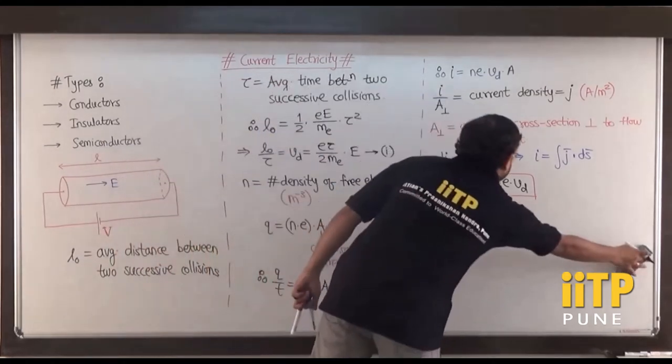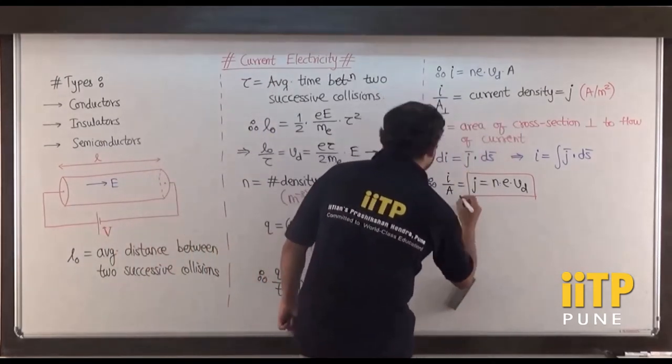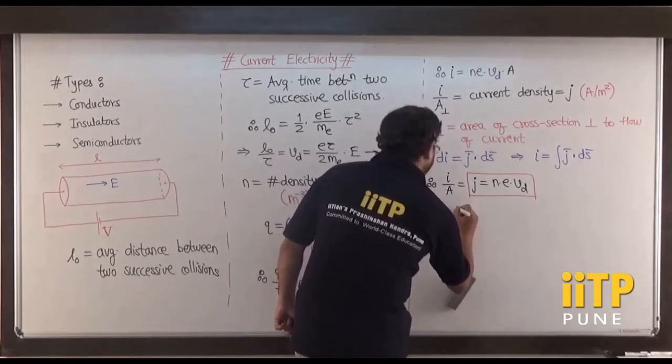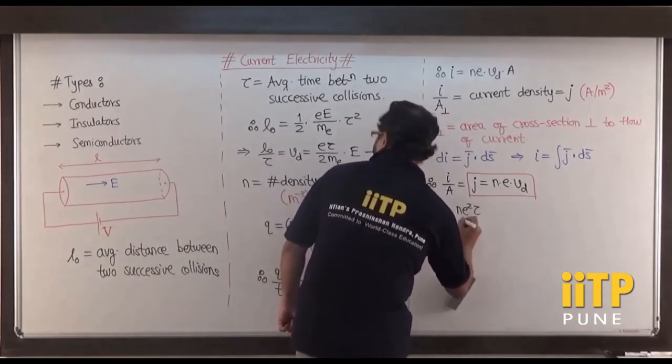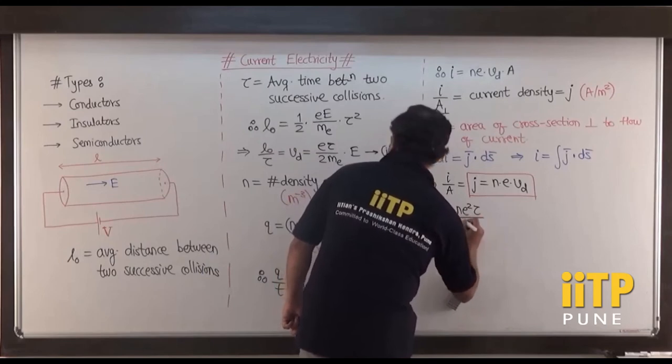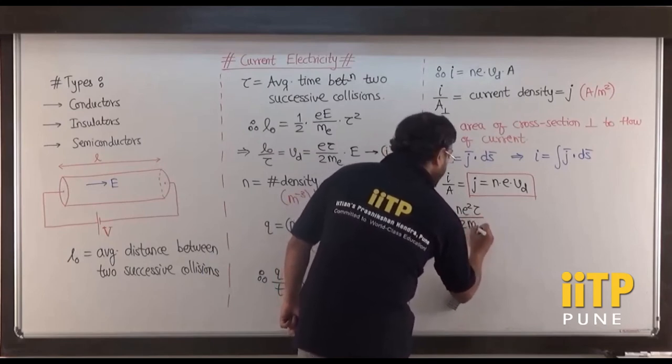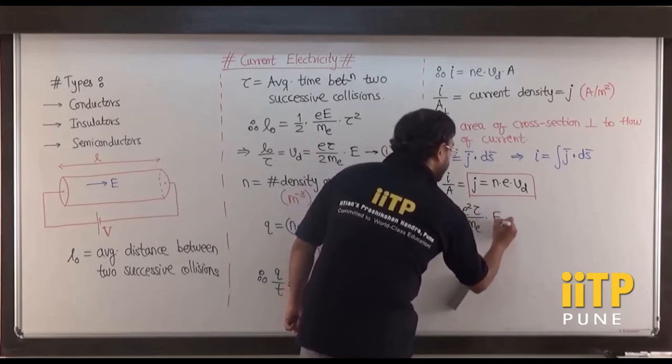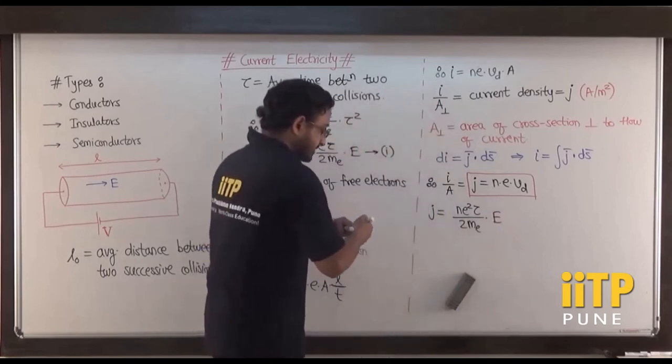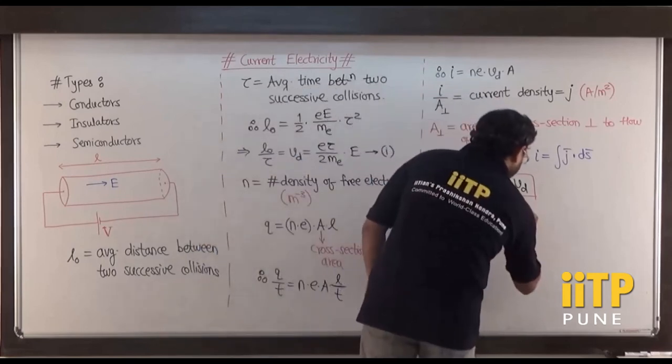So this will give me n e squared tau divided by 2 m e, multiplied by the electric field E. This is, as I point out, using equation 1.